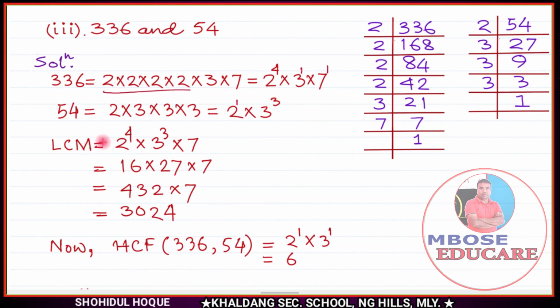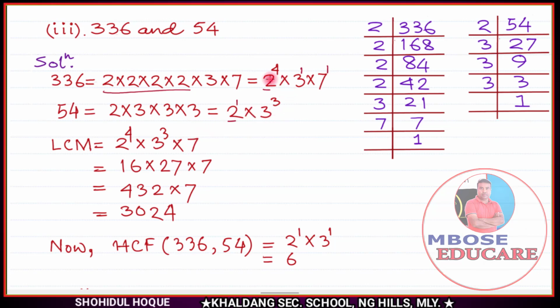See LCM of 336 and 54. First of all, we have to write the factor which is common in both. 2 and 2 common in both, but we have to take the highest power. Highest power of 2 is 4, so we have to write 2 to the power 4, into 3 common. Another common factor is 3 in both, but we have to take the highest power of the common prime factor. Here it is given 3 to the power 1, here 3 to the power 3. So we have to take the highest power, that means 3 to the power 3. So I have taken 3 to the power 3.